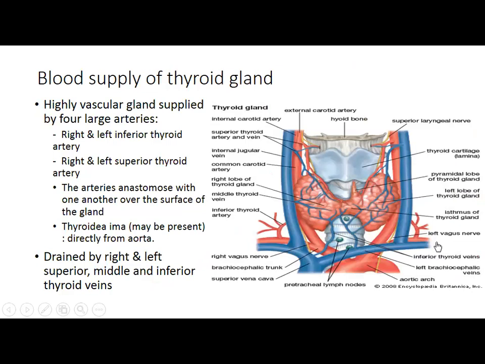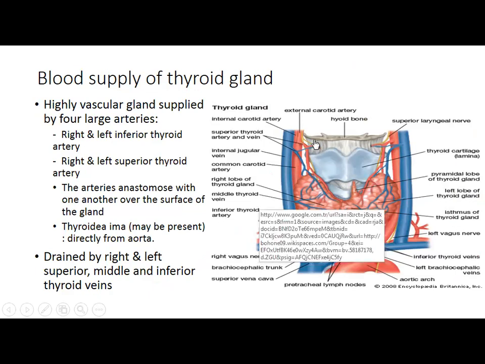Now coming to the blood supply. Because all the endocrine glands are highly vascular, this is also highly vascular. It is supplied by three arteries. One is called the superior thyroid artery. This is the superior thyroid artery.